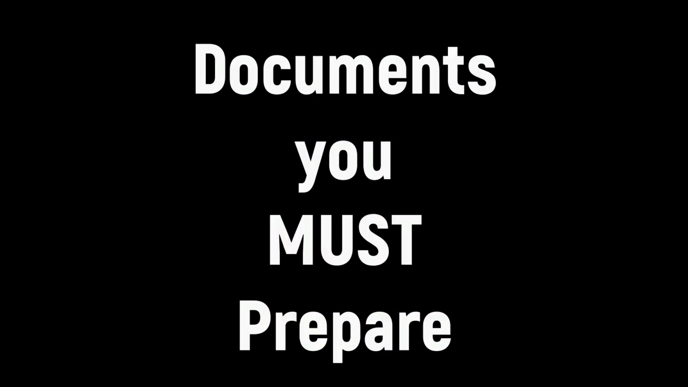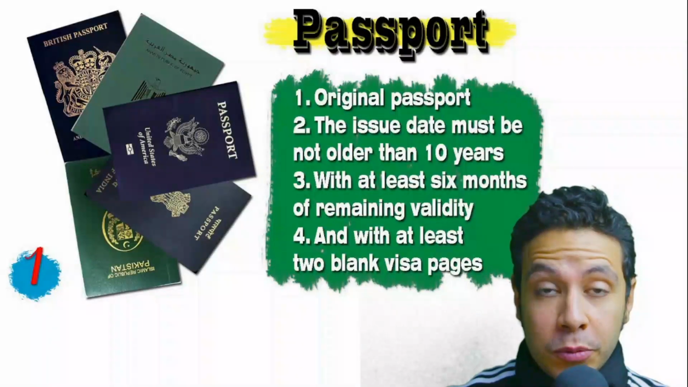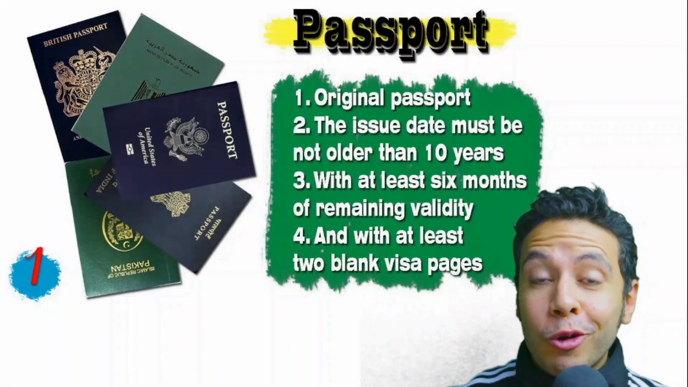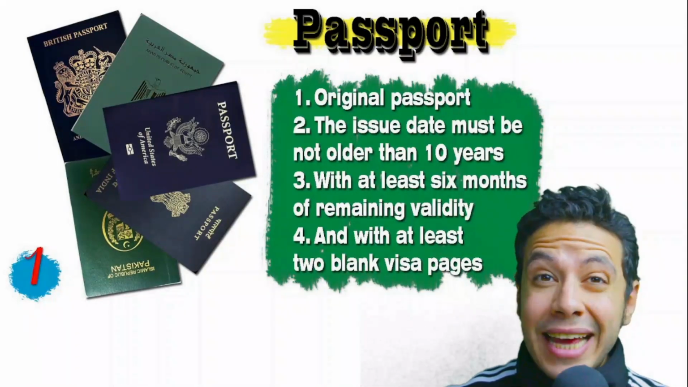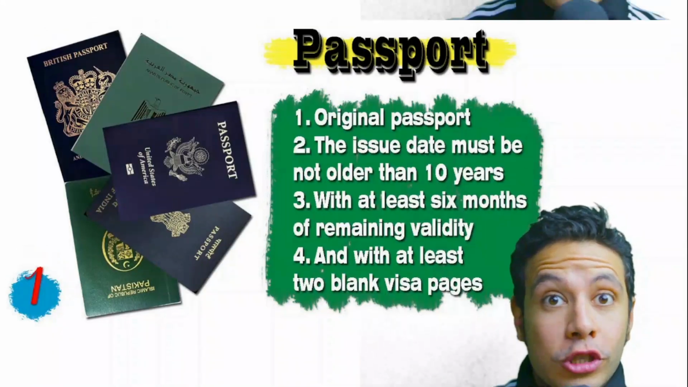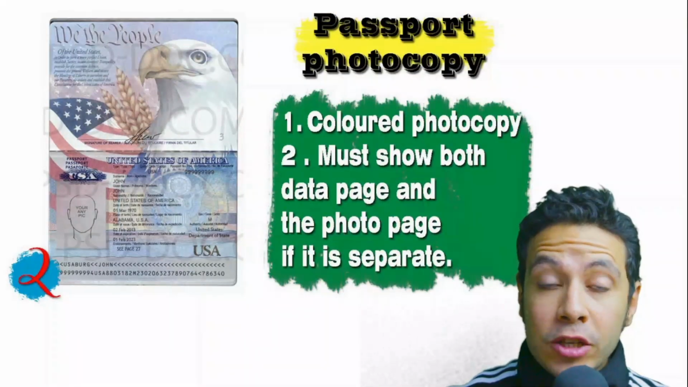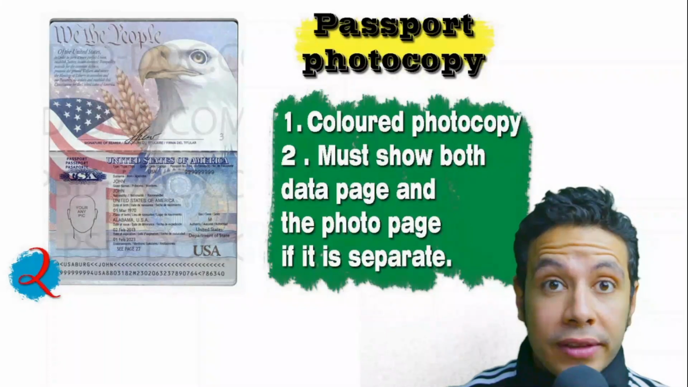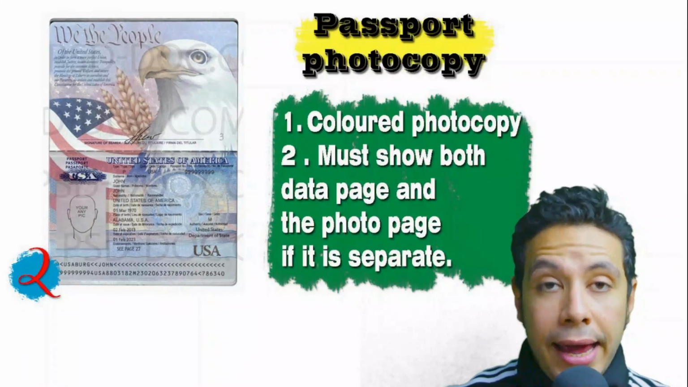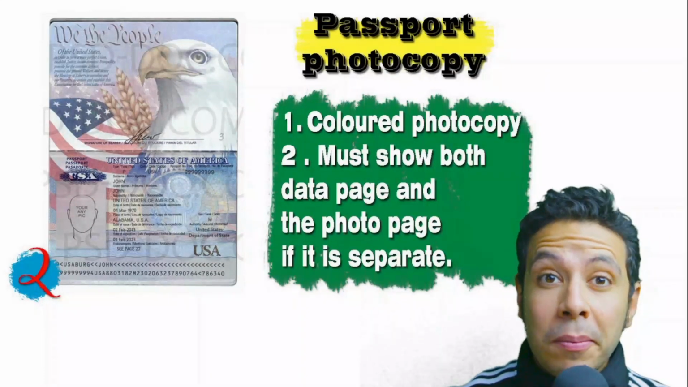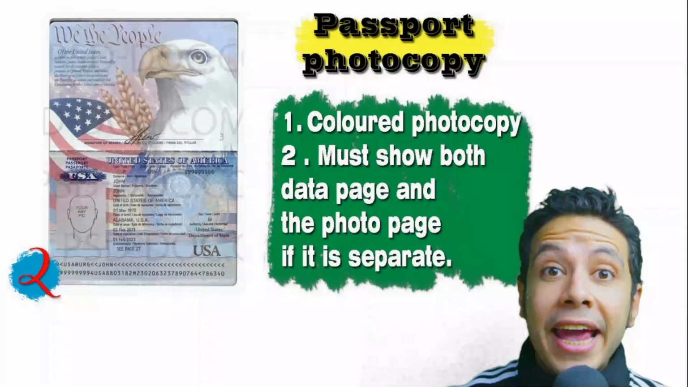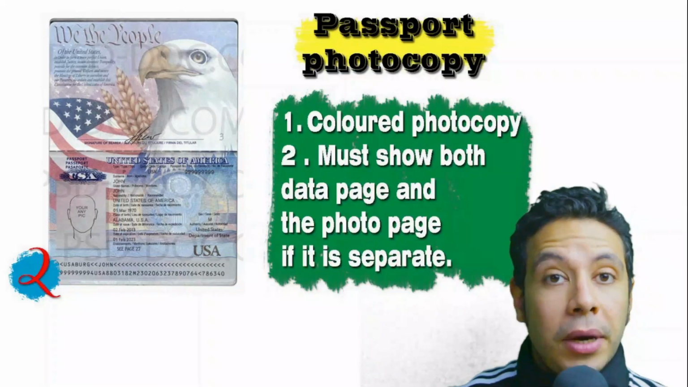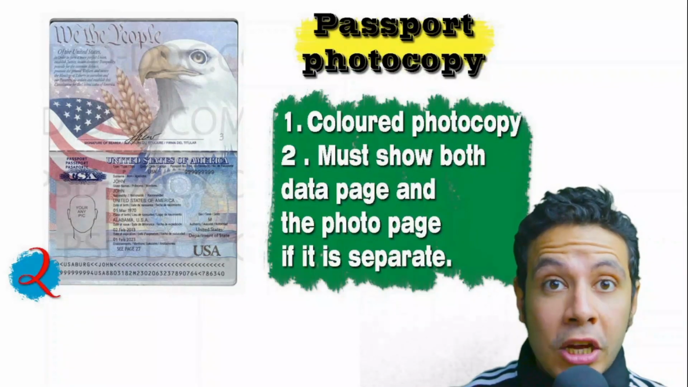So what are the travel documents that you need to prepare before applying for the visa? Speaking about your passport, it must be original and it must not be older than 10 years, with at least 6 months of remaining validity and with at least 2 blank visa pages for the stamps. In many cases, you will need also a passport photocopy. It might be 1 copy or more than one, and it's preferred to be colored, and both the data page and photo page must be shown if separated. In some cases, you might be required to photocopy every single page of your passport, but in general only the data page and the photo page are the needed ones.